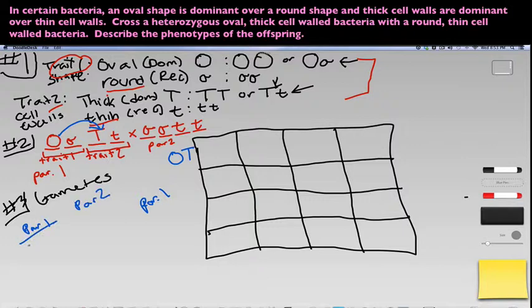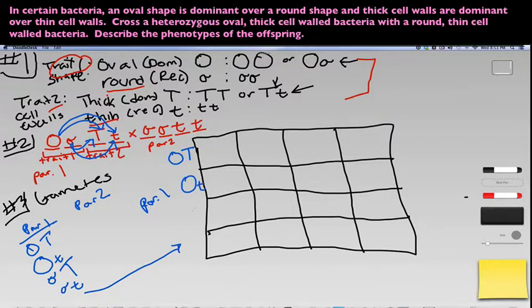So for parent 1, we had big O, big T. The big O can go with the little t. Then we move over to this little o with big T. Make sure you make those lowercase letters look different, and then little o, little t. So we're going to plug all of these in over here. So we have big O, big T, big O, little t, little o, big T, and little o, little t.